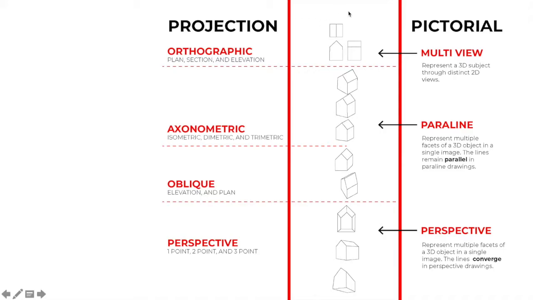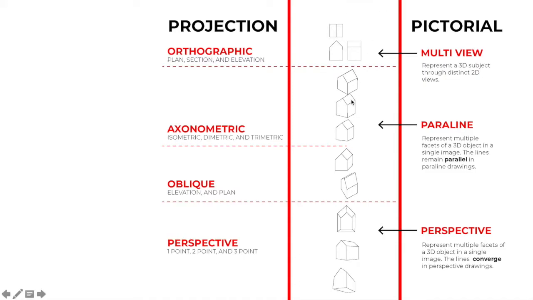Orthographic drawings include plan, section, and elevation. Those very typical, that top view or that side view or the two side views, or in the case of section, a cutaway view of an object, space, or construct. And we put those together to represent that three-dimensional subject through those views in what we call the multi-view drawing.